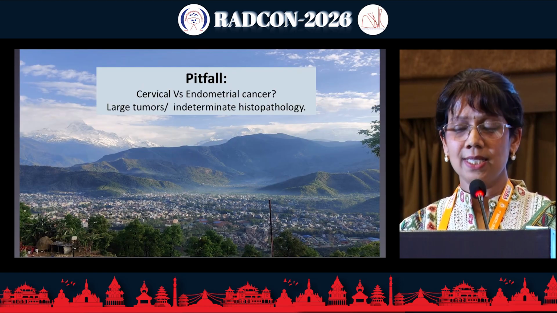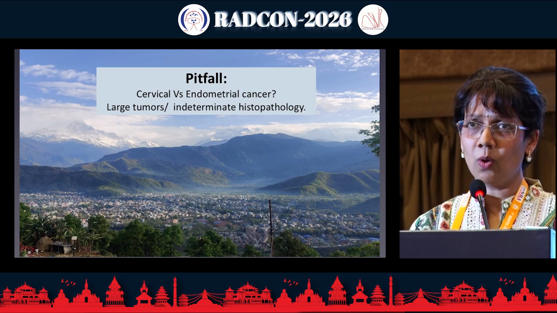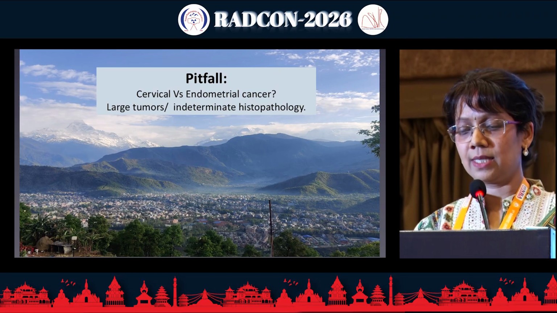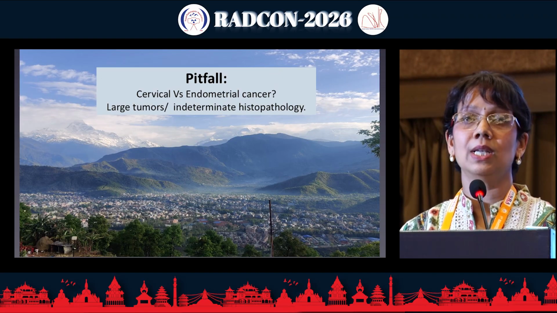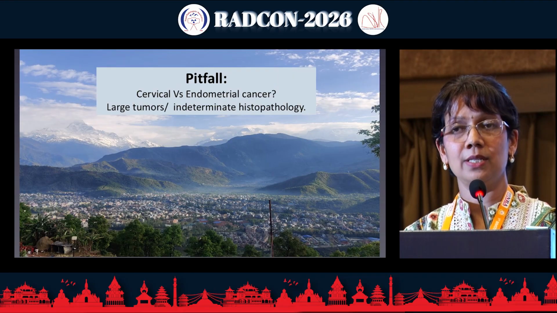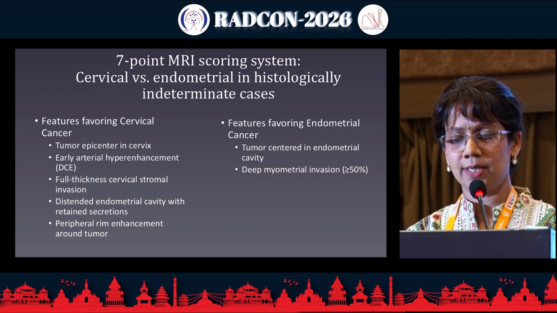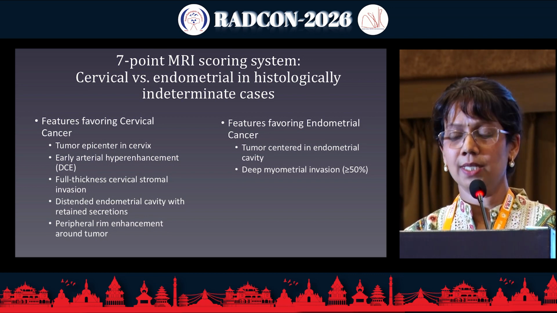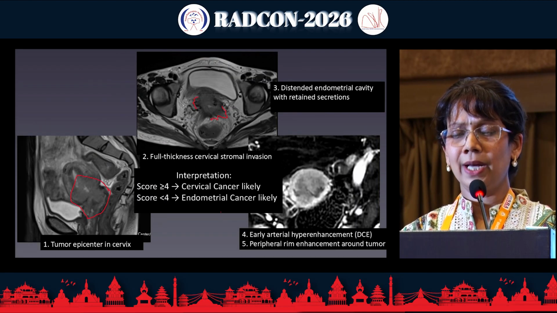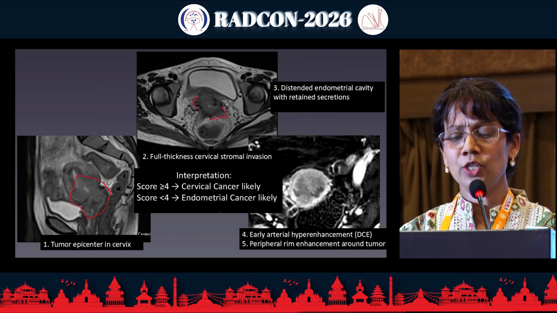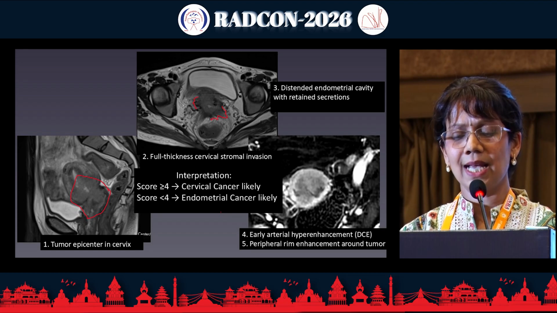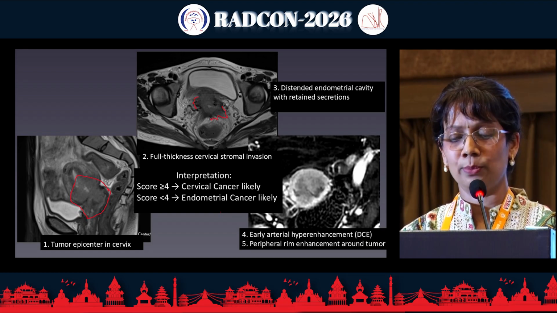Another pitfall is whether it is a cervical or endometrial cancer, and this is seen when we come across a large tumor or an indeterminate histopathology. There is a 7-point MRI scoring system for differentiating the two in histologically indeterminate cases. So here, in this example, we can see a large mass which is involving the cervix as well as the lower uterine body and the endometrium.